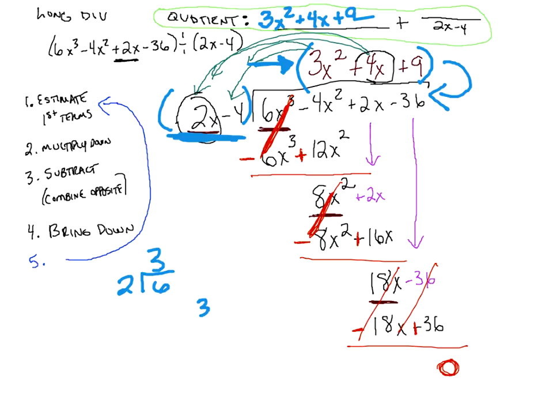Oops, my pen went crazy on me. Hang on. Plus 9. And there is no remainder, 0 over 2x minus 4. So you can put a 0 there.